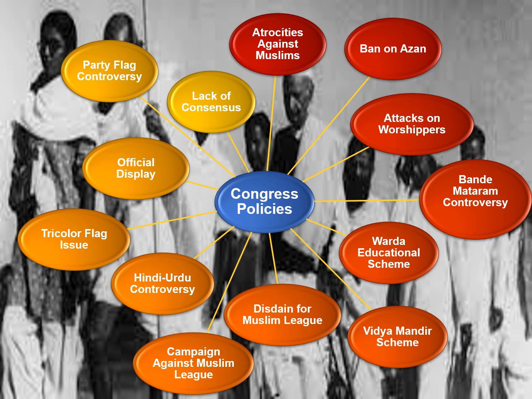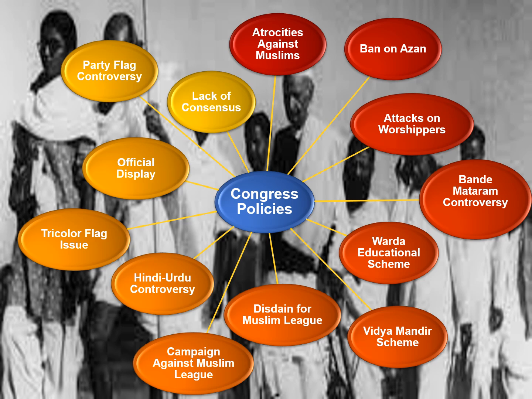Then, disdain for the Muslim League. After the elections, Congress refused to cooperate with the Muslim League, even in areas where the League was the largest party. In Muslim majority provinces, Congress allowed Muslims to form the government only if they were not Muslim League members. Then, a campaign against the Muslim League. Congress launched a campaign to weaken and discredit the Muslim League, and aimed to demoralize its leadership.